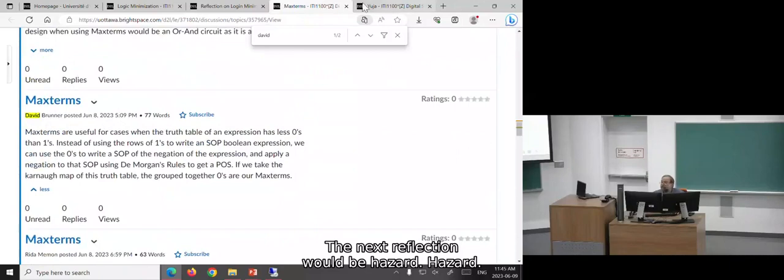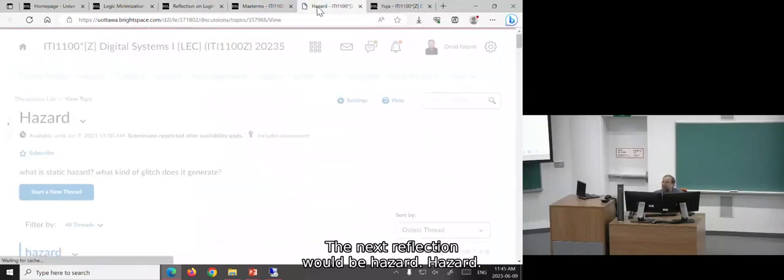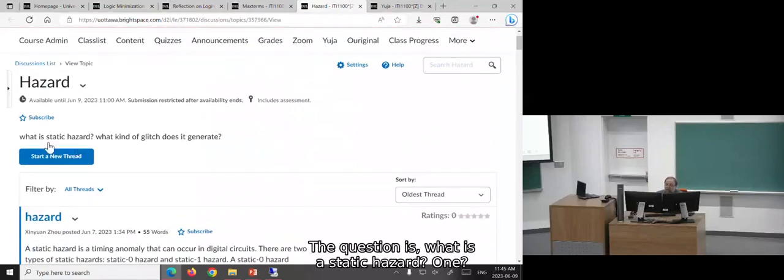The next reflection would be hazard. So hazard. The question is, what is a static hazard? What kind of glitch does it generate?